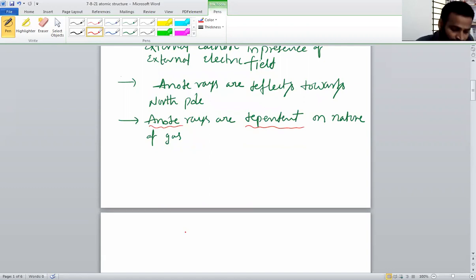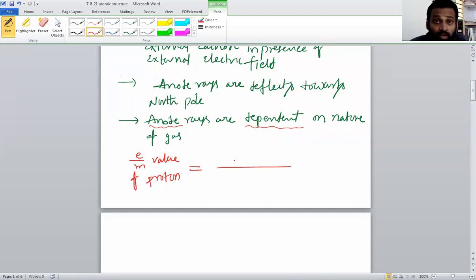Suppose anybody asks you what is the e by m value of the proton. The e by m value of the proton means: what is the charge of the proton? The charge is plus 1.6. As I said many times, you have no need to think about the plus and minus.